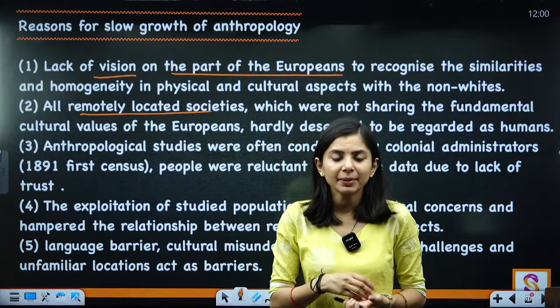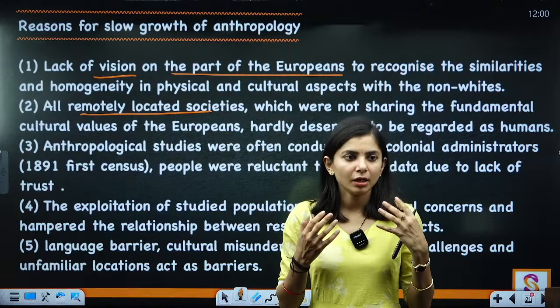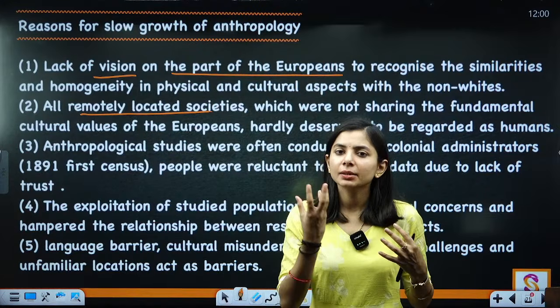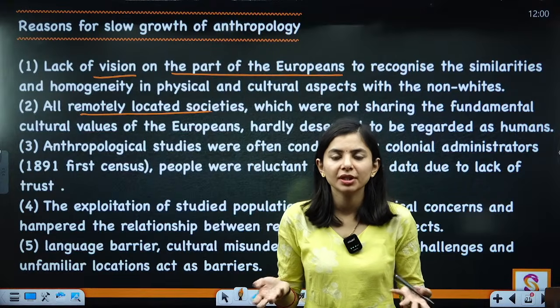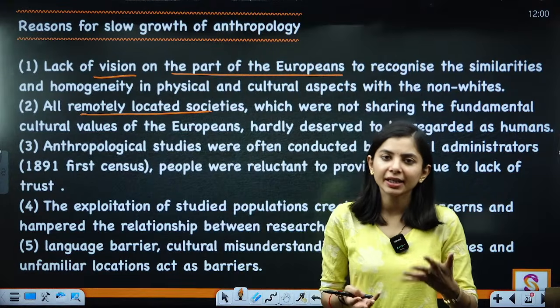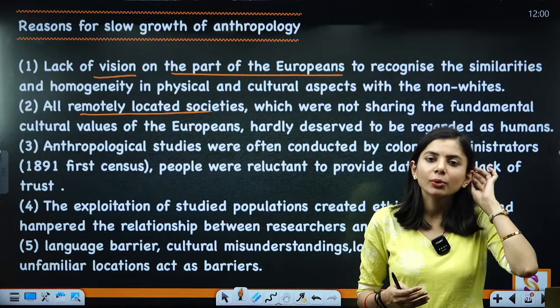Why? Because anthropology means studying different cultures. Moreover, for us, the purpose of the study is going to be the tribes. That's going to be the tribals only. And the tribals were not ready. There was a language barrier. Another thing, they were not ready to introduce their culture.